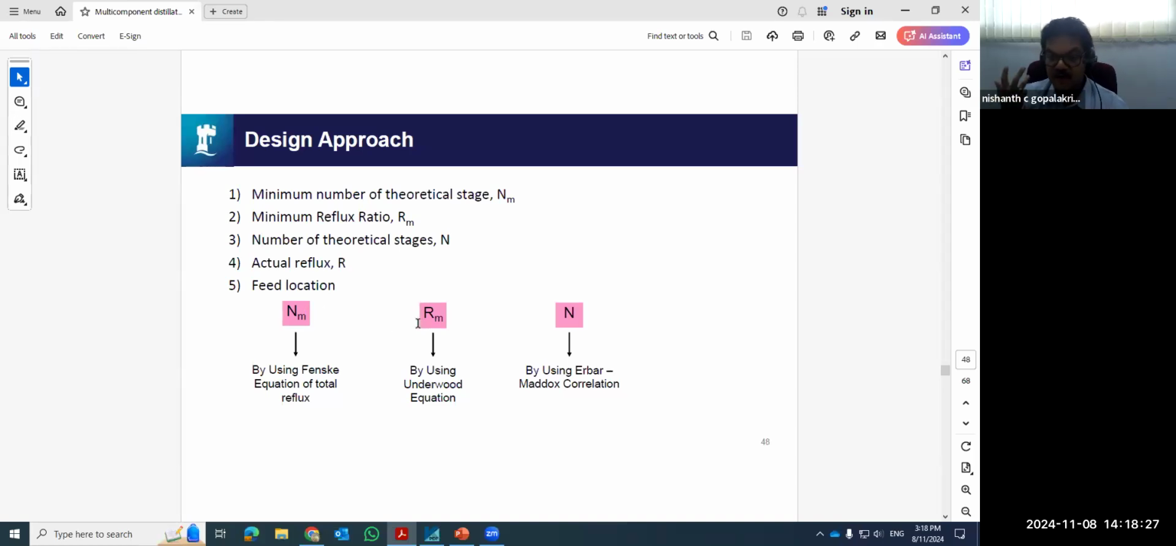So if we have more stages, we need less reflux. Because of that, in order to find a combination, we need to fix one. But when we fix one, we need to make sure that we are fixing that number above the minimum. For example, if you're fixing the number of stages, it must be above the minimum number. Then we use something called the Erbar-Maddox correlation to find the combination of the number of stages and reflux that gives us the desired separation.